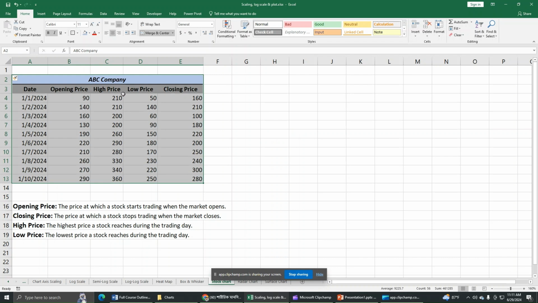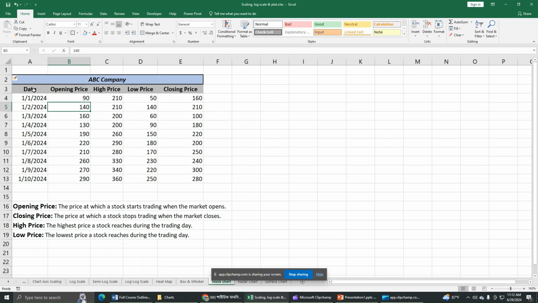Here we can see a particular company's name, for example ABC company, and its 10 days stock price information, that is opening price, high price, low price and closing price. First, let's see how we can create a stock chart based on this data.